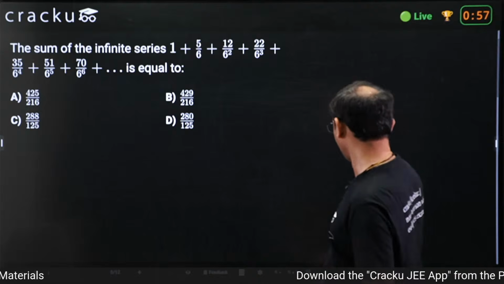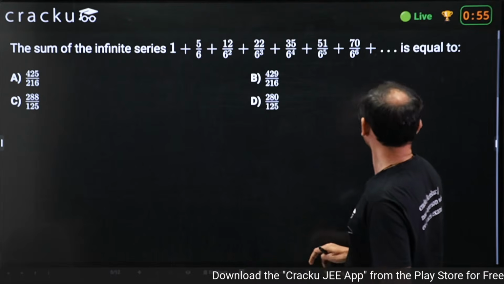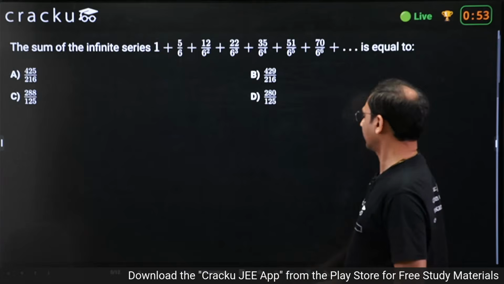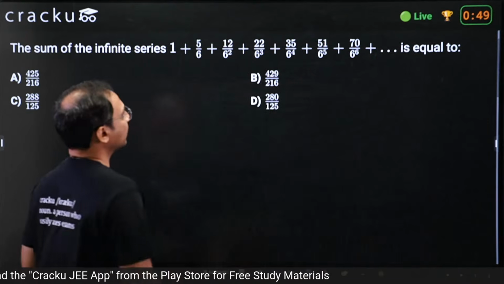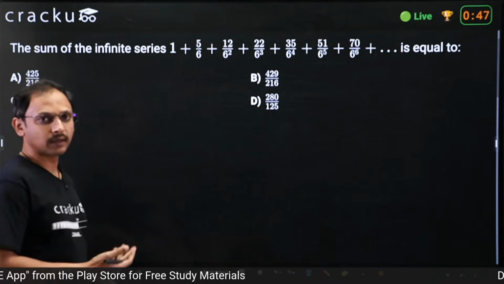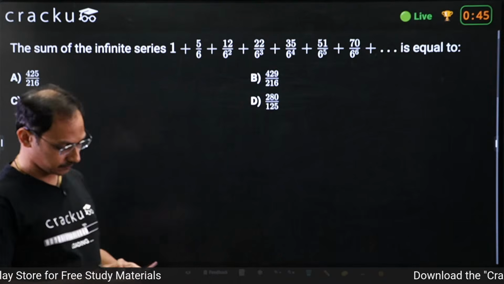Think about this problem. Sum of the infinite series is. So what kind of series it is, you have to analyze.